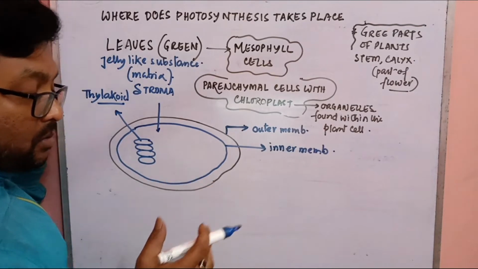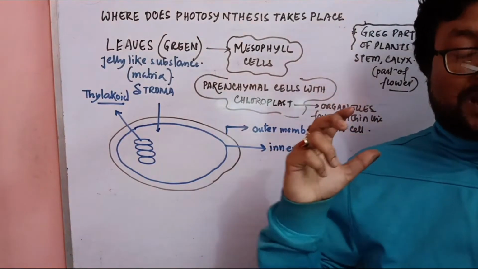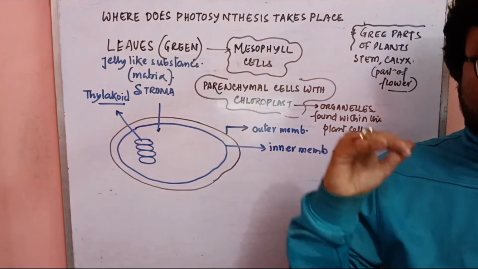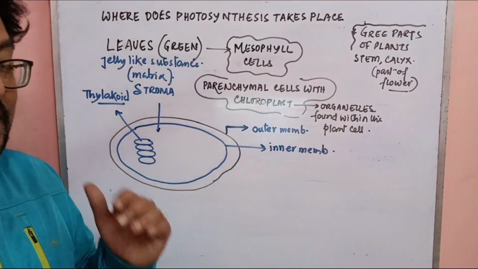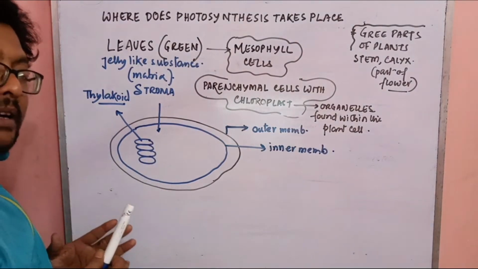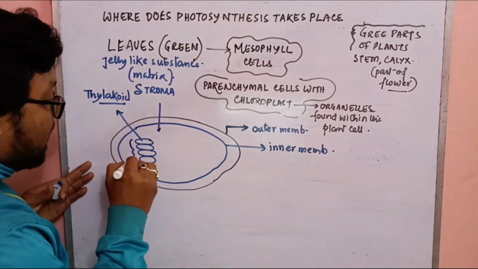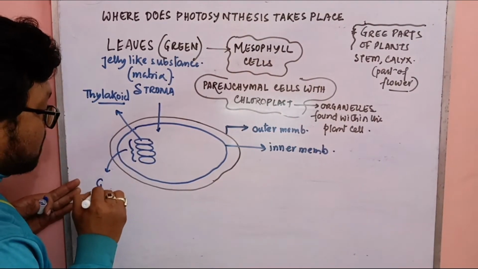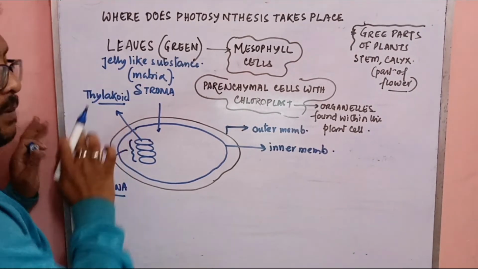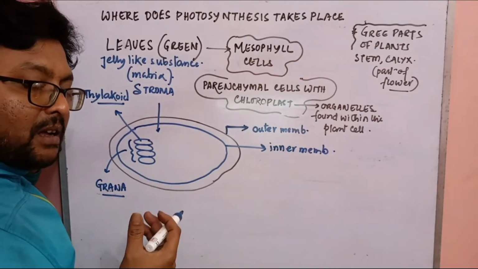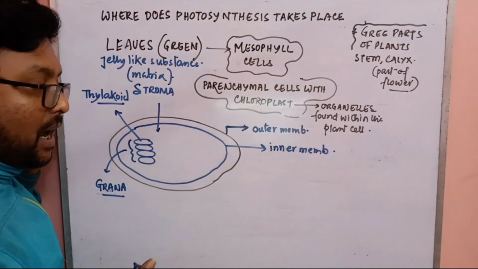Like if you take those 5 rupee biscuit packets, you will find that those biscuits are generally stacked upon each other. They are placed in such a way that it appears that they are stacked upon each other. So similarly, here the thylakoid forms a similar kind of arrangement, and this arrangement of thylakoids is known as grana. So this is the difference between grana and thylakoid. Grana is made up of several thylakoids, and each bag-like structure is known as a thylakoid.